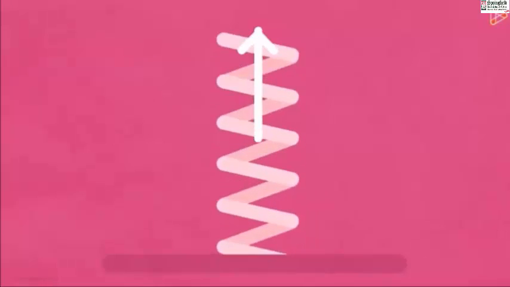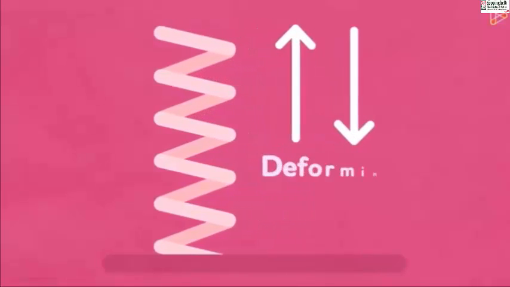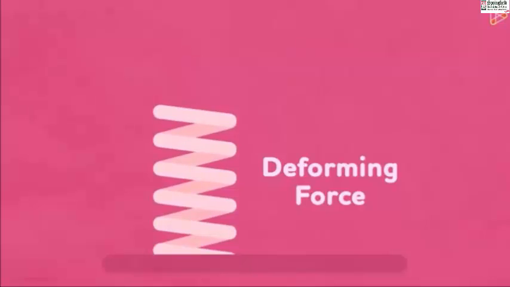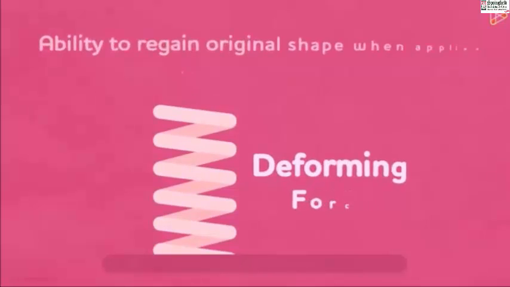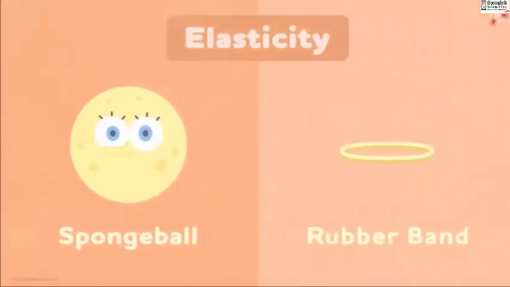Let's take an example of a helical spring. When a force of compression or tension is applied, the helical spring gets deformed, that is, it changes in shape or size. This force is referred to as the deforming force. And the ability of an object to regain its original shape when the influence of this deforming force is removed is called elasticity. More examples of such objects include sponge balls and rubber bands.